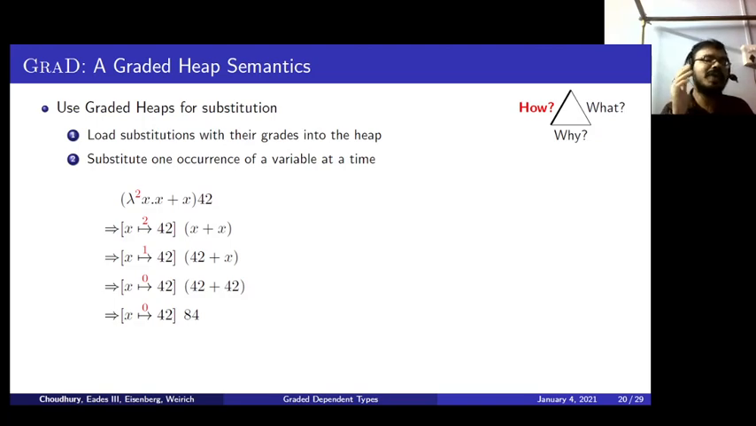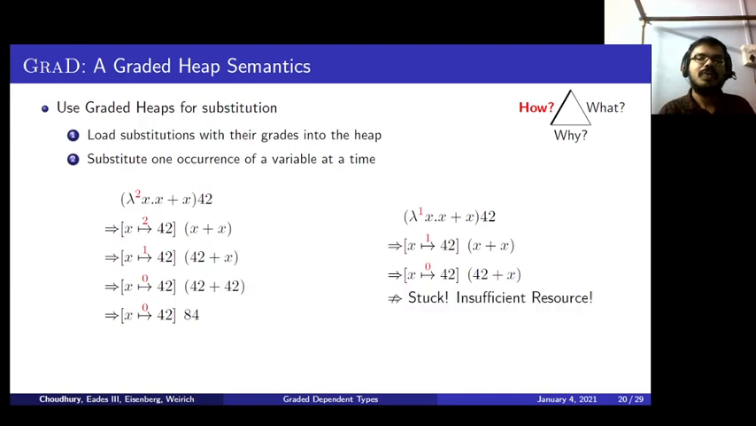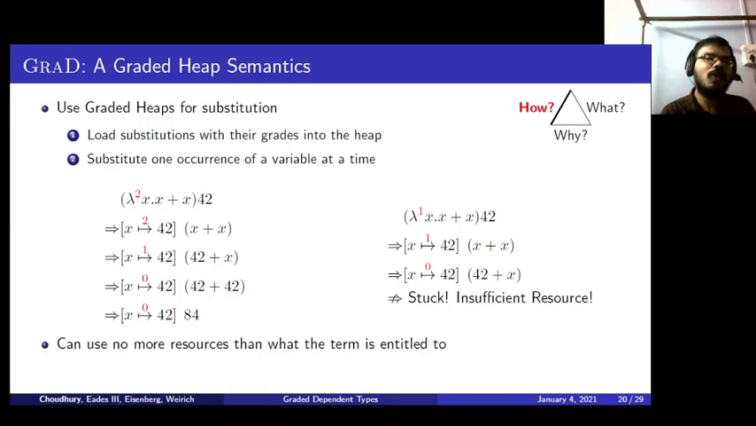This means that we may hit 0 at some point. Then we get stuck. For example, consider this term. It gets stuck because we have an x in the term, but we cannot use x since its grade is 0 in the heap. So what heaps do is they enforce a fairness principle. We can use no more resources than what we are entitled to.